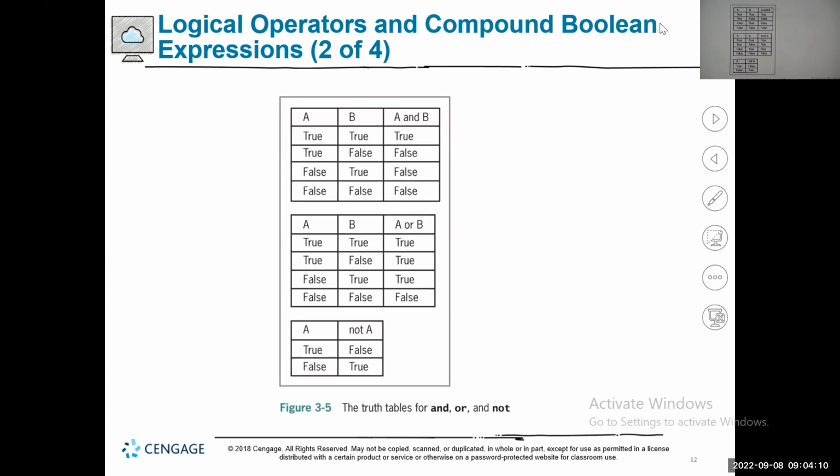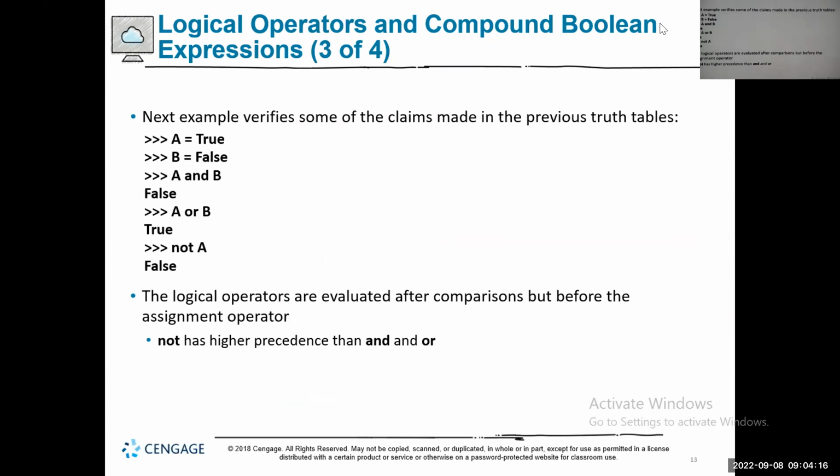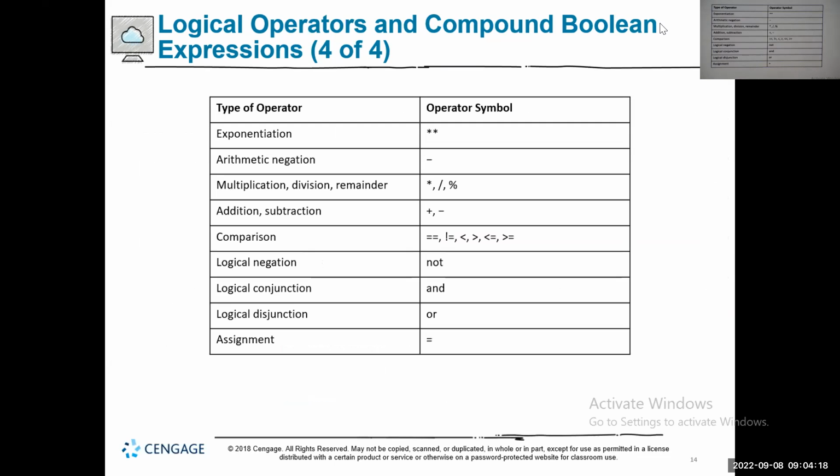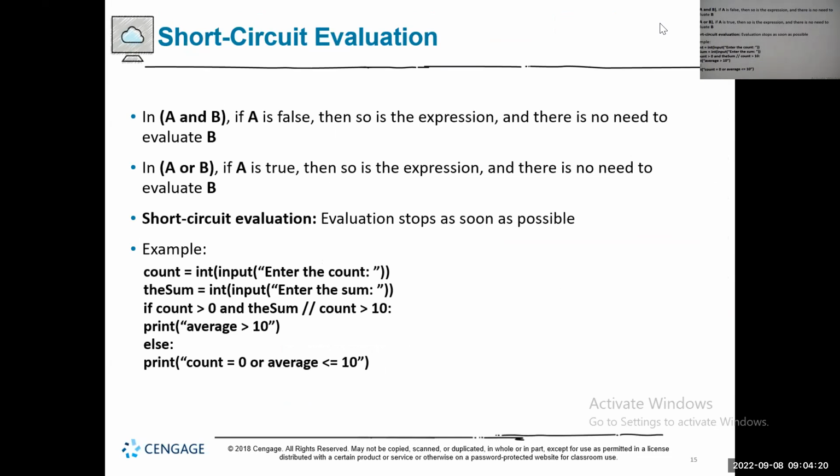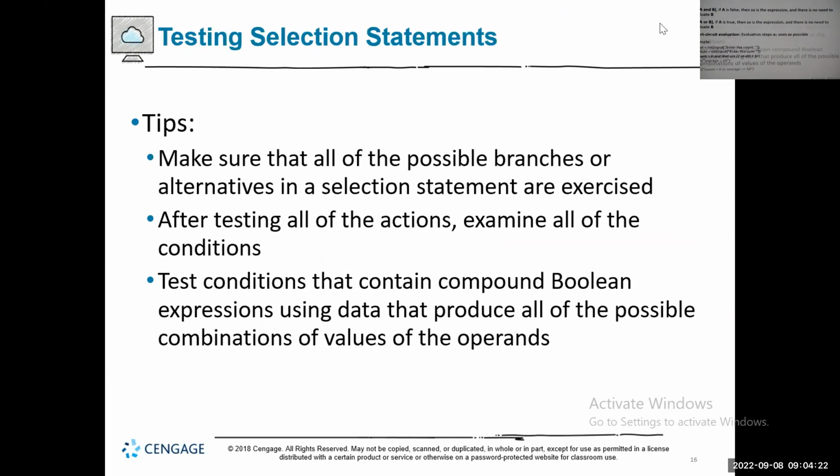Okay, and you learned about the truth table. The truth table has the AND logic, the OR logic, and the NOT logic. And then you have the shortcut evaluation.